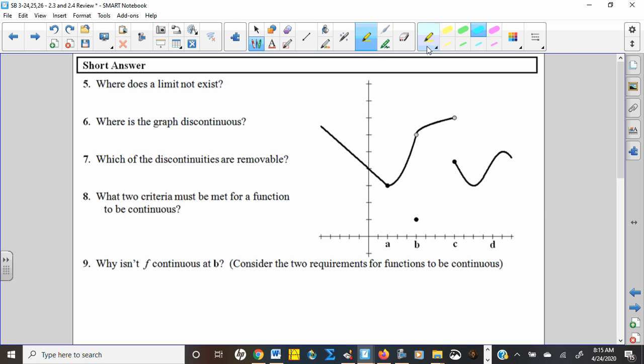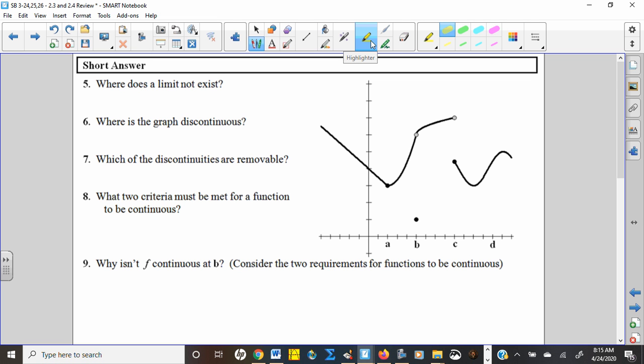So let's jump into this. Where does a limit not exist? For a limit to exist, if you go back to Unit 1, 2.1, when we defined a limit, the left limit has to exist, the right limit has to exist, and they have to be equal to the same value. We basically have to have the left side of the graph and the right side of the graph approaching the same height.